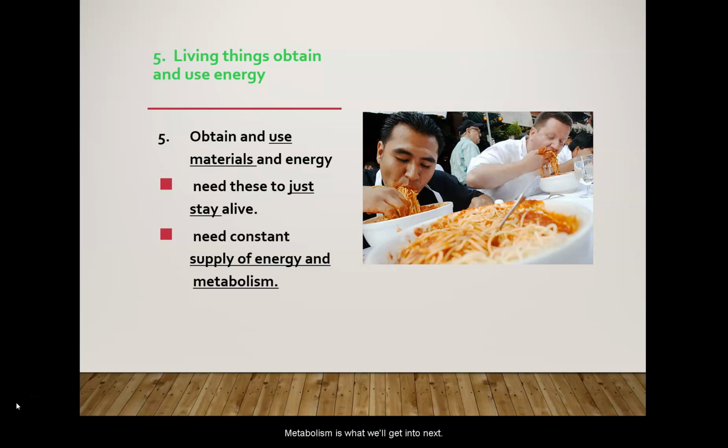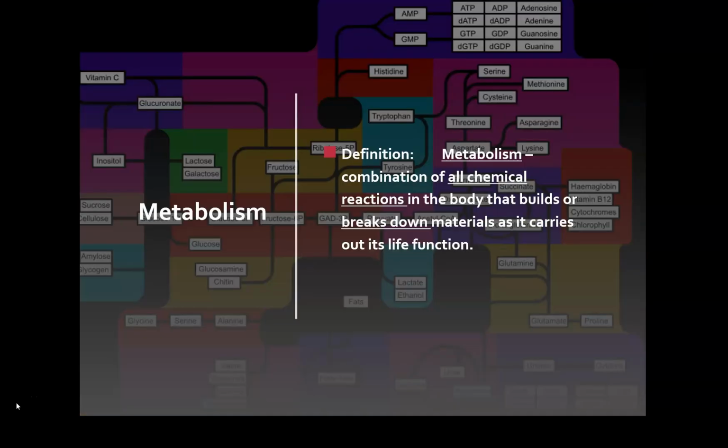Metabolism is what we'll get into next. Metabolism is the combination of all chemical reactions in the body that builds or breaks down materials as it carries out its life's functions. So when we break down food to use it for energy, or when we build ATP in order to build energy in our cells themselves.